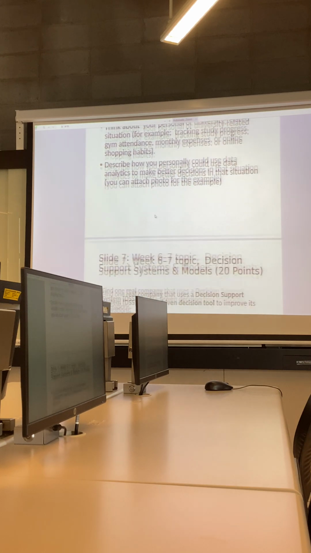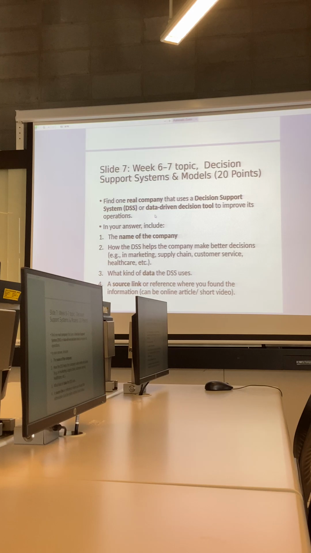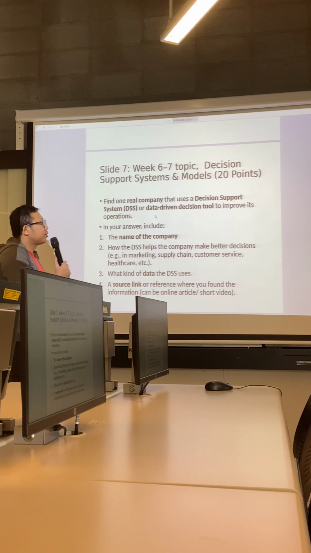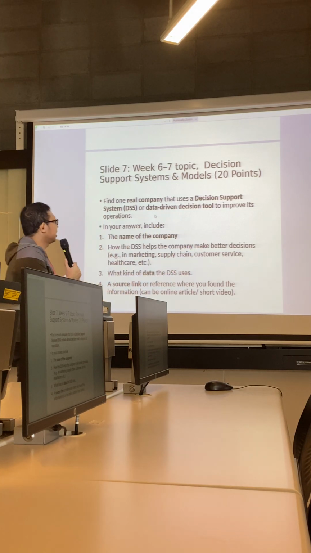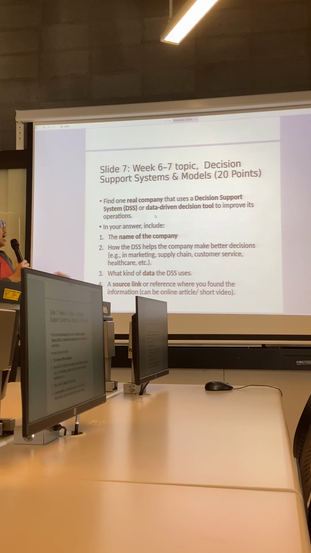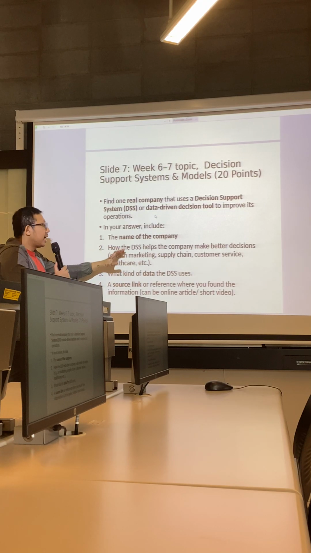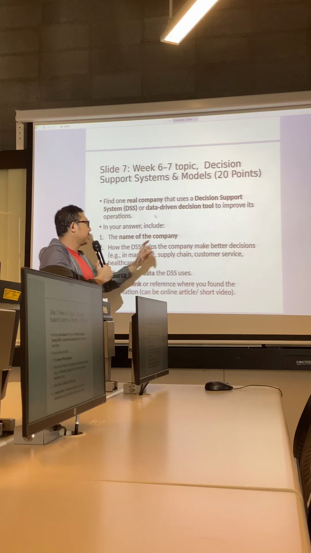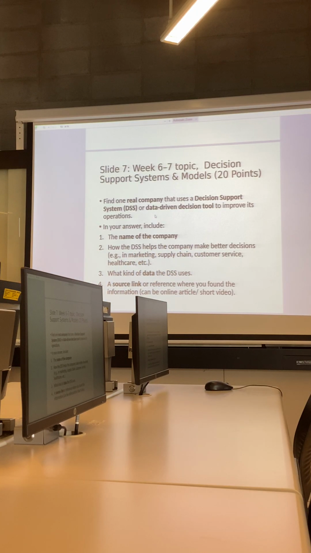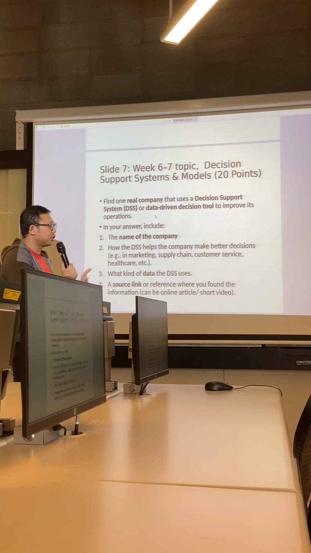Okay. Next one is slide number 7, about decision support systems and models. 20 points. Find one real company that uses a decision support system or DSS, or data-driven decision tools, to improve its operations. Explain the name of the company and how DSS helps the company make better decisions in marketing, supply chain, customer service, and healthcare. What kind of data does the DSS use, and maybe a source link reference where you found the information. It can be an online article or a short video, that's okay.